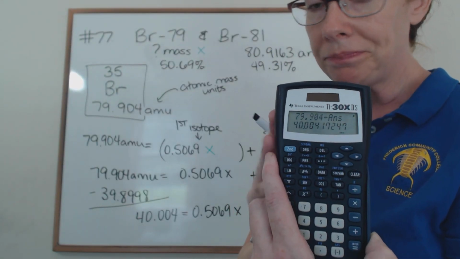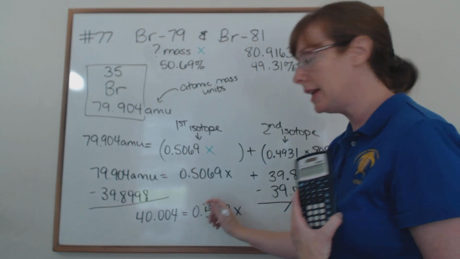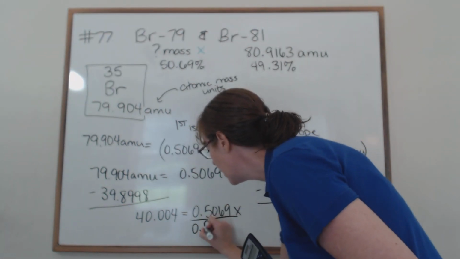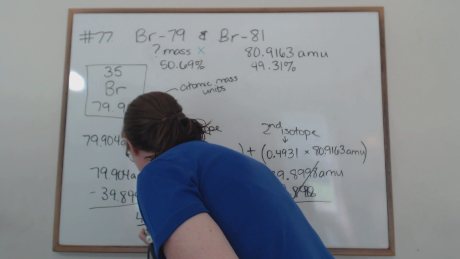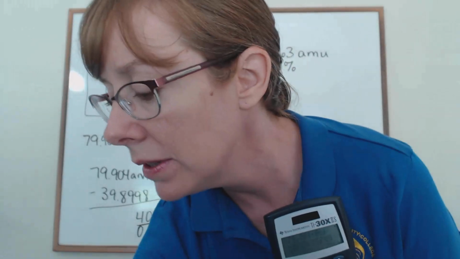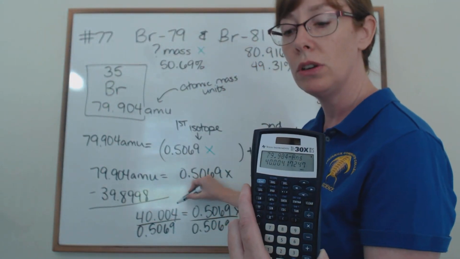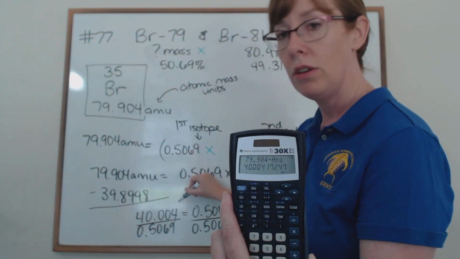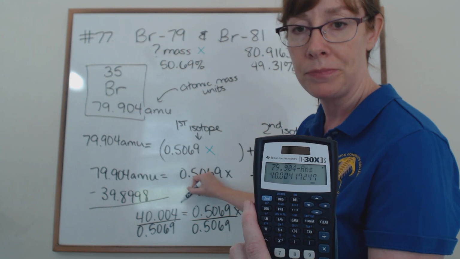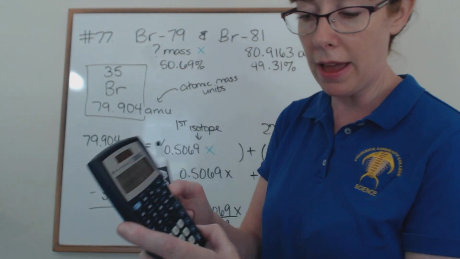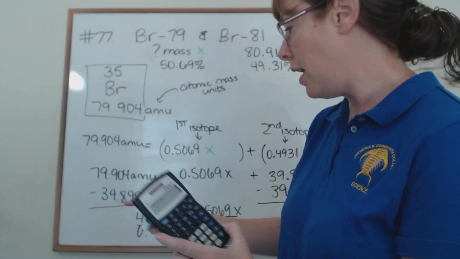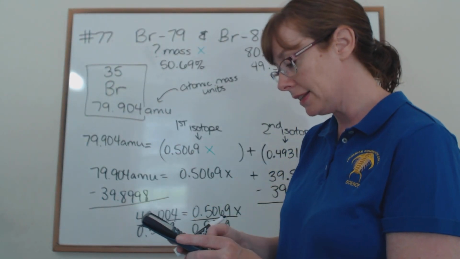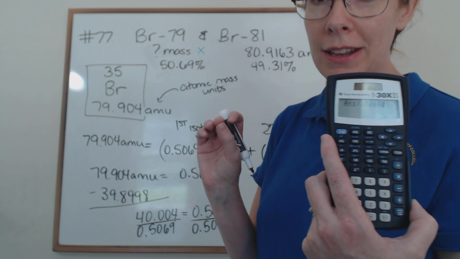The next step algebraically is to divide both sides by this. We're trying to solve for x. We're trying to get the mass of the isotope. But I still have all of those digits. I don't want to lose good information. I don't want to lose good math numbers here. I have all of them. So now I'm going to divide by, answer divide by. All I did was press divide, and then the 0.5069.